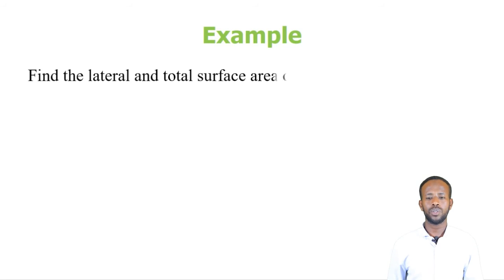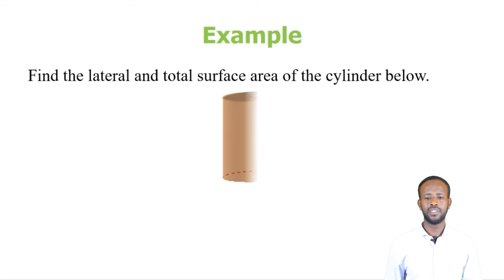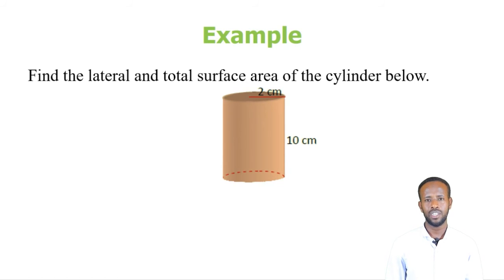Find the lateral and total surface area of the cylinder below. This is the cylinder. We need to find what? The lateral surface area and total surface area of this cylinder. Before we go to the calculation, what do you have? What can you understand from this cylinder? We have what and what? Very good. We have the radius, we have the height.